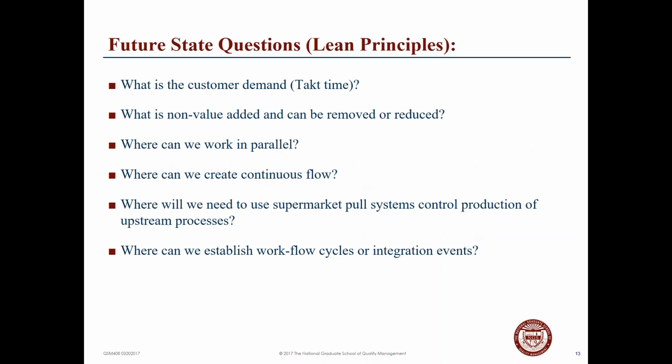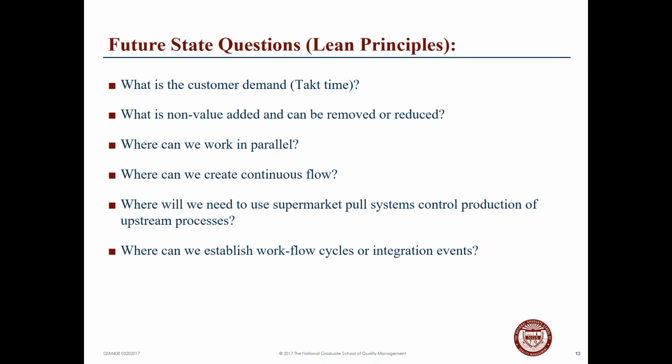The kind of questions that we would ask ourselves as we're looking at the present state, trying to determine what we're going to do in a future state, are such as: what is the customer's demand or takt time? So in the case of the sample, if the customer needed 15 per hour and we're only producing 5 off that line, then we either have to figure out a way to speed up the line or we need 3 lines. But that's one of the questions we would ask as we're looking at future state.